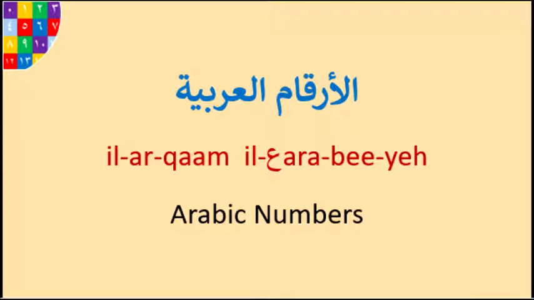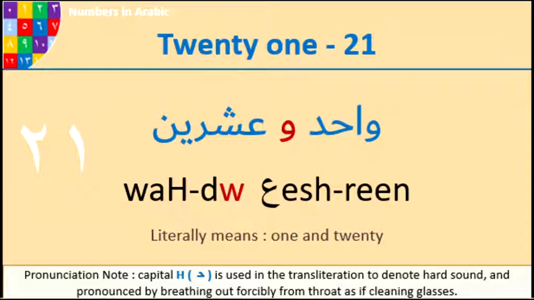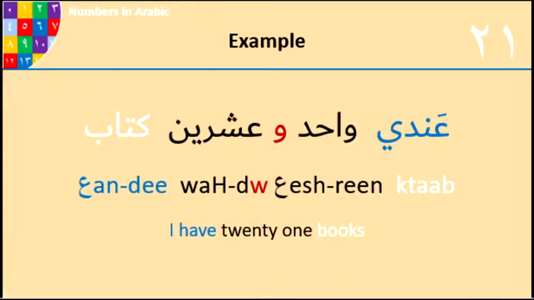الأرقام العربية, Arabic numbers. 21, وعشرين. 21 literally means 1 and 20. For example, عندي 21 كتاب. I have 21 books. عندي 21 كتاب.